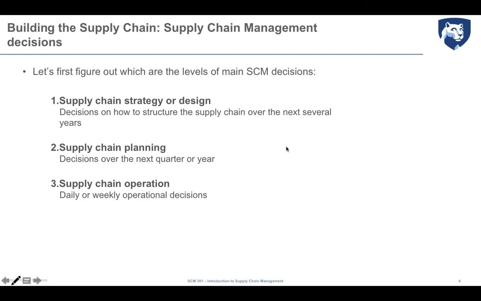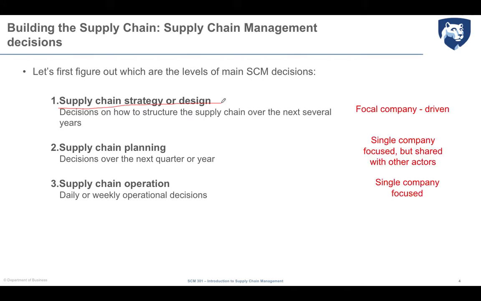Then we have analyzed the types of supply chain management decisions that can be taken at the supply chain management level. In particular, we have distinguished three levels of decision. The first level is supply chain strategy or design. Supply chain strategy or design are focal company-driven decisions, so they are decisions driven by the focal company, the main producer in the supply chain, but that affect the supply chain structure and configuration, so the layout of the supply chain.